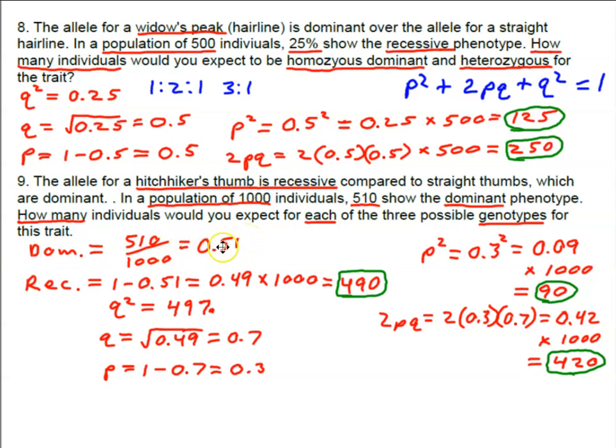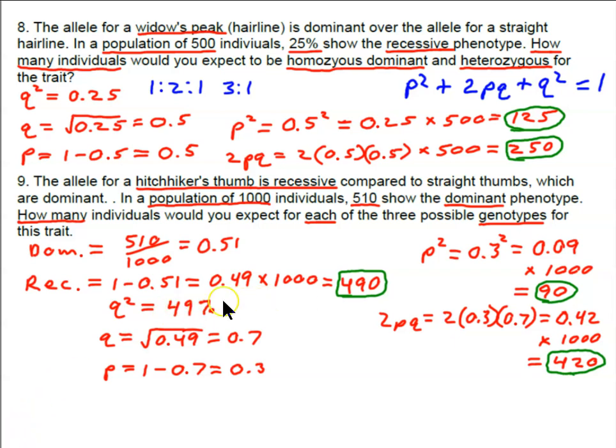But we can use that to figure out the frequency of the recessive trait, in other words, the recessive phenotypes, or the frequency of the individuals that have hitchhiker's thumb. And that's simply by subtracting 0.51 from 1, because the phenotypic frequencies are relative, just like the genotypic frequencies and the allele frequencies. Everything's relative. So 1 minus 0.51 is 0.49. 0.49 of 1,000 people is 490. So right there we have the number of individuals that can be expected to have hitchhiker's thumb.